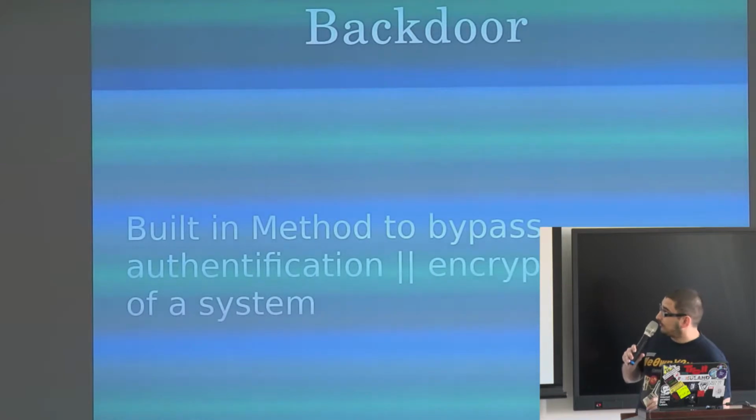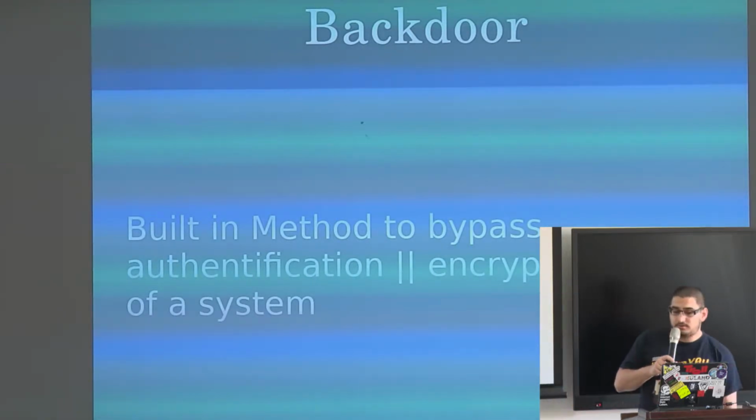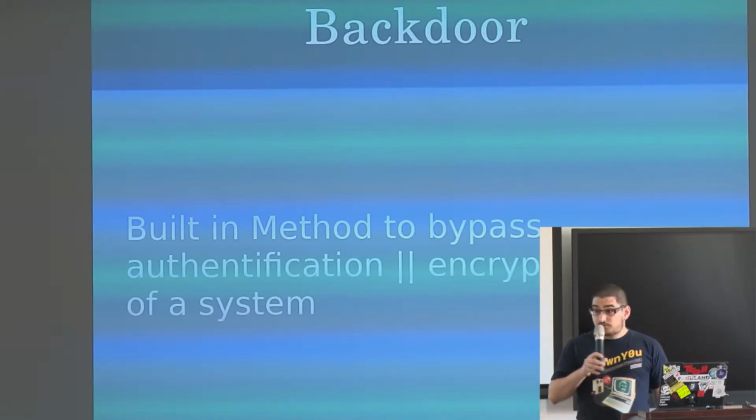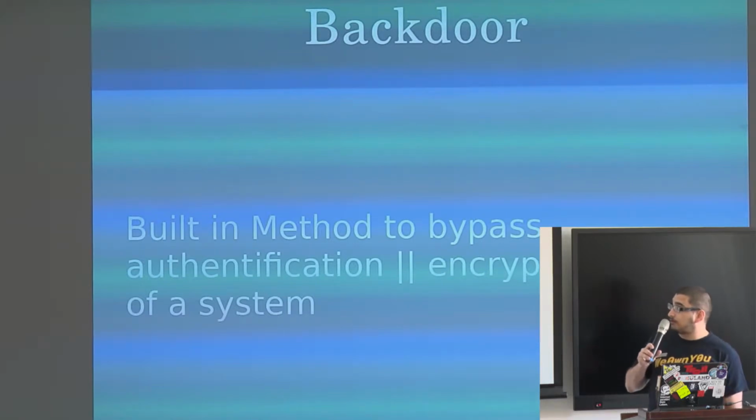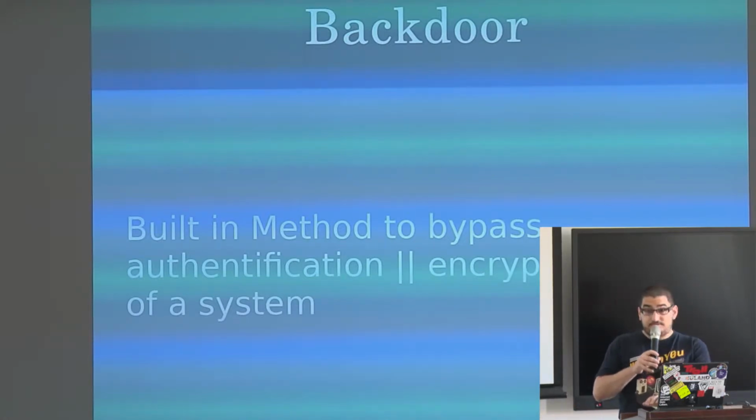The next common thing out there is backdoors, a built-in method to bypass authentication or encryption of a system. They're also quite common. Now I will start with the part on some known vulnerabilities I researched in 2018. Let's start with Cisco.